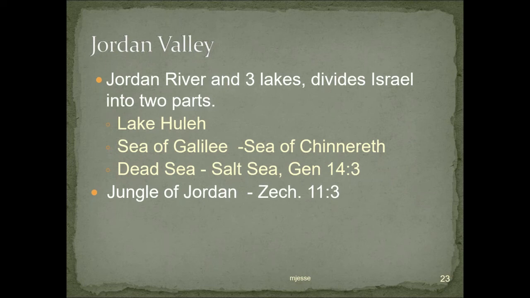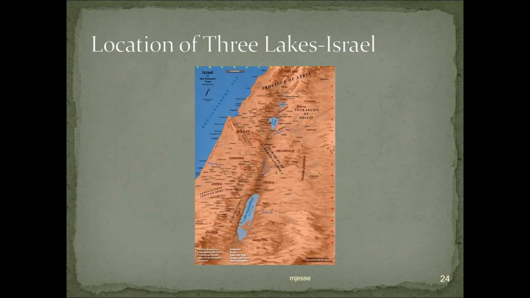And then the Jordan River finally empties its fresh water into the Dead Sea, also referred to as the Salt Sea in Genesis chapter 14, verse 3. So the Dead Sea is approximately 46 miles long and about 10 miles wide, and it's a fairly desolate and barren land area. So here you have the location of the 3 lakes: Lake Hula, the Sea of Galilee, and the Dead Sea.